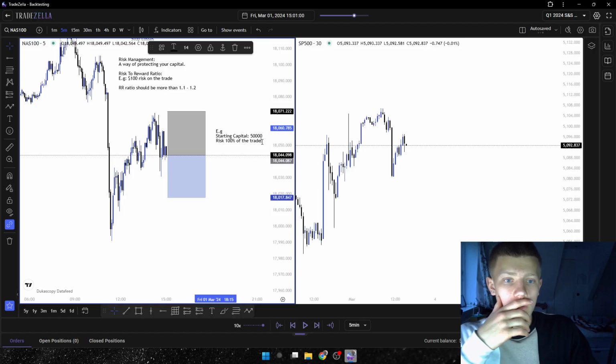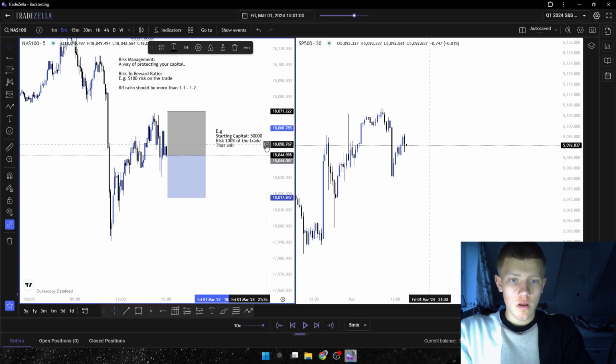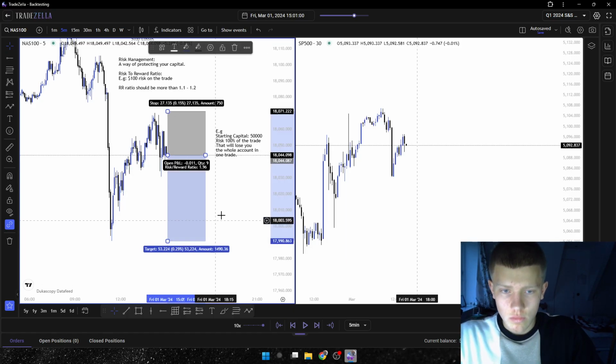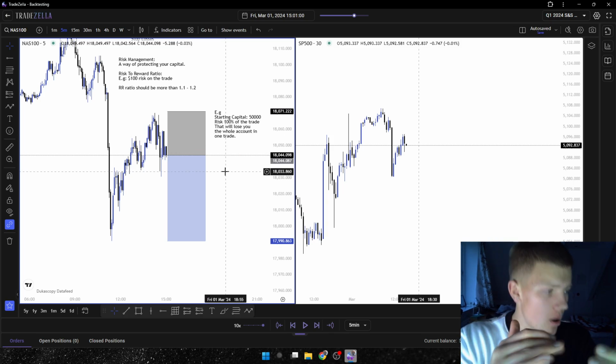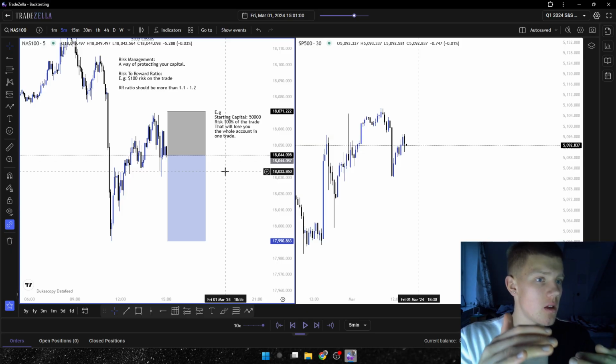That will lose you the whole account in one trade. So that is not good. We do not want to do that. No, absolutely not. What you want to do is make sure you risk a low amount.